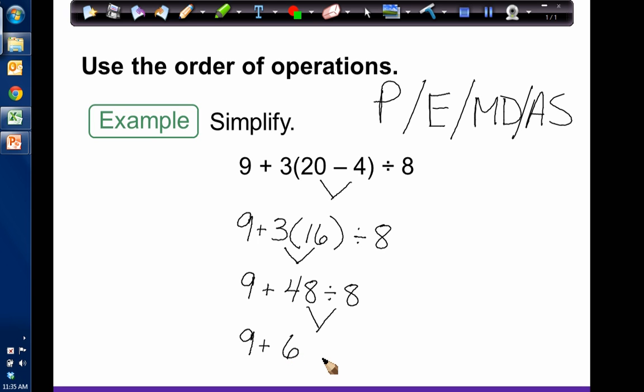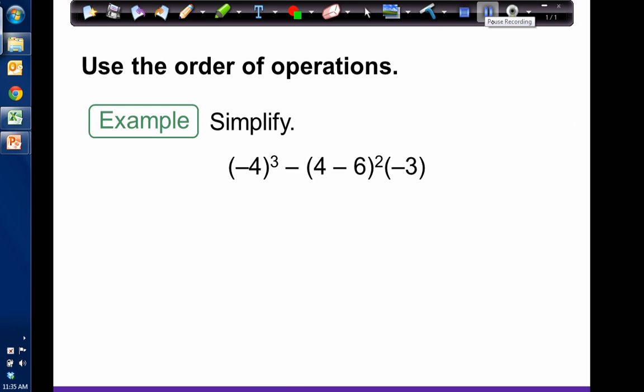Okay, great. And then lastly, we're going to do the addition subtraction step. Don't have anything else left. And 9 plus 6 is 15. So 15 is our simplified answer for this original expression. Good job. Okay, let's try this one.